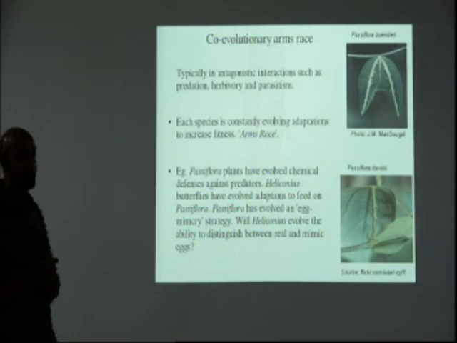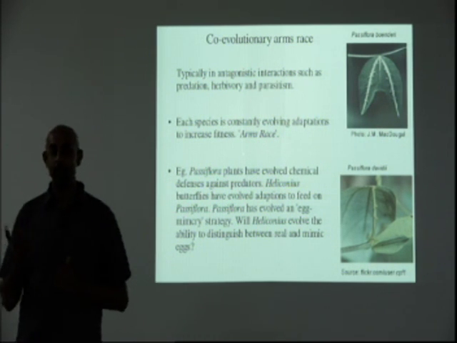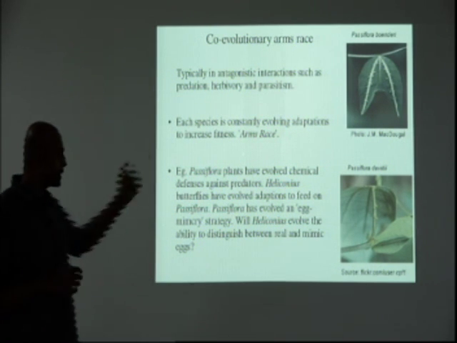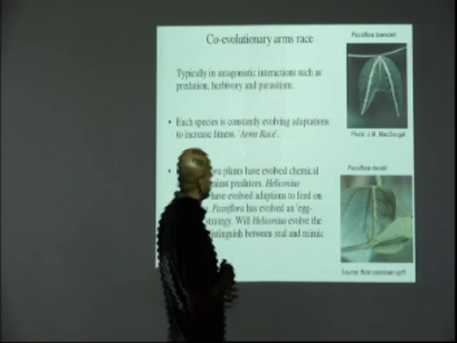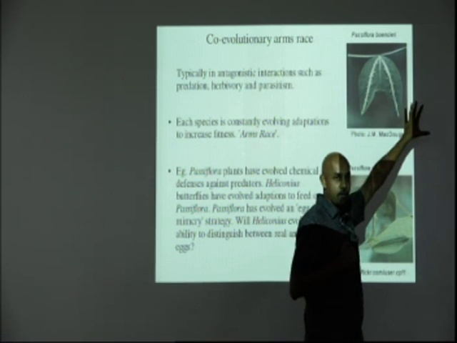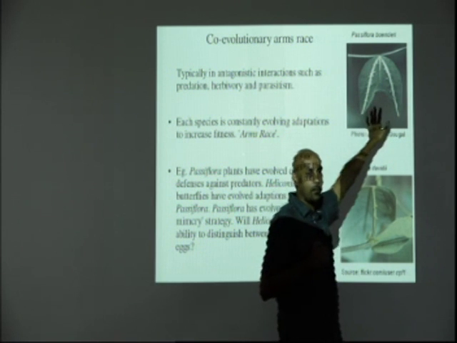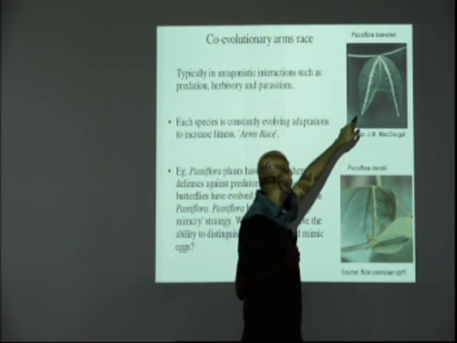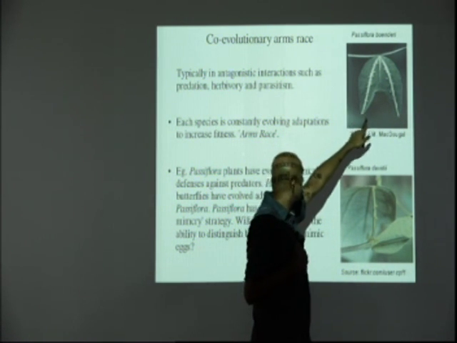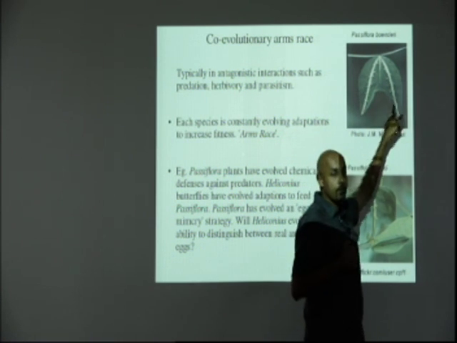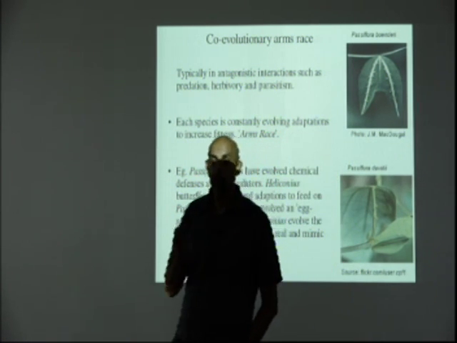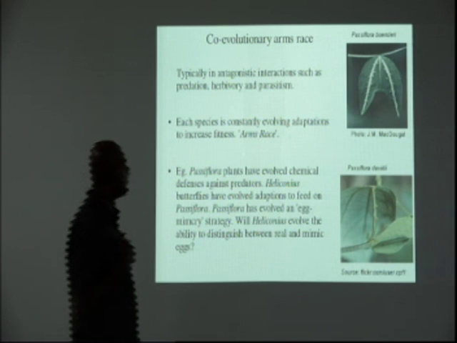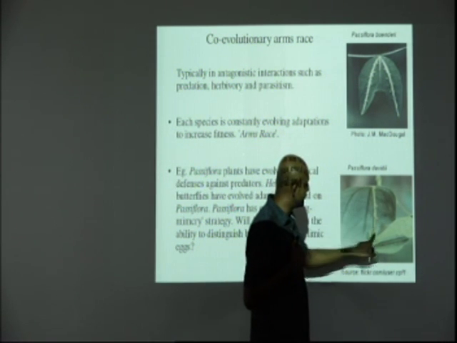This happens in interactions where one species has a negative effect. As in this case, for example, the plant passion vine, on which some butterflies feed, has many colors, and some of these passion vine species have structures that look very much like eggs. So this is a mimic.